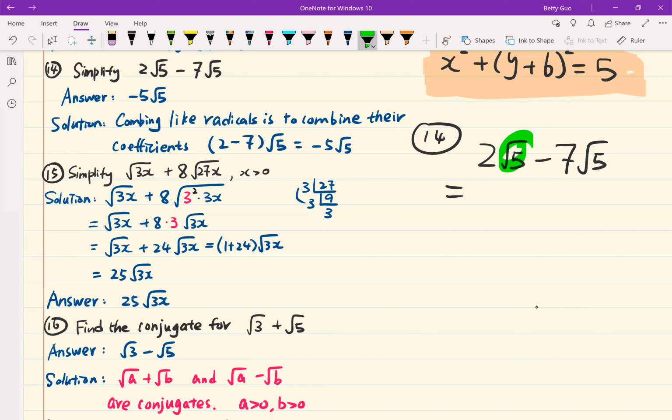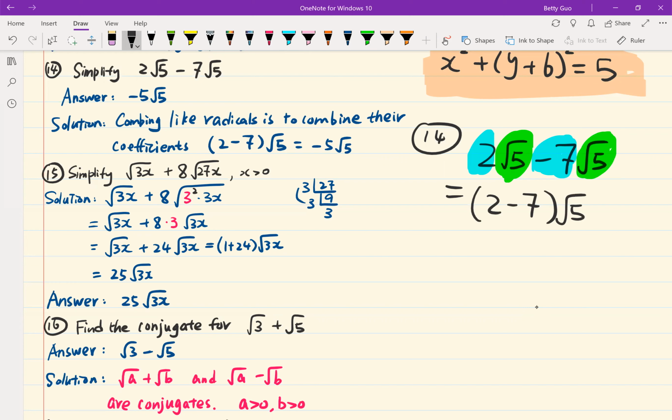In our expression, you see, the first radical expression has a radical part root 5. Coefficient is 2. The second radical expression has a radical part root 5. Coefficient -7, right? Yeah, so they are two like radicals. We combine like radicals by combining their coefficients. Their coefficients are 2 and -7, multiplied by root 5.